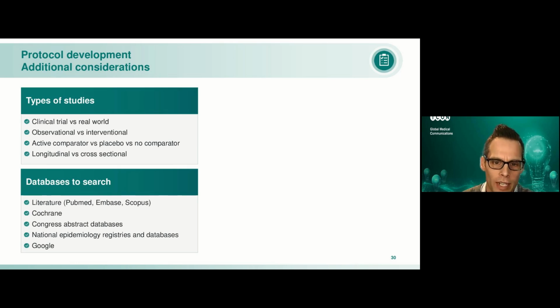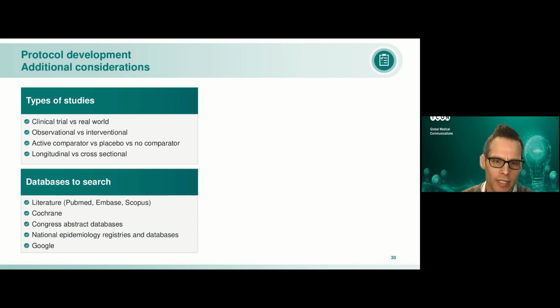We also want to define what databases we're going to search. So there are many available search engines to search the medical literature, and they're all a little bit different in terms of what publications they house. And so it's a good rule of thumb to include 2 to 3 search engines if you can. So we have PubMed and Embase and Scopus here, which are pretty commonly used.